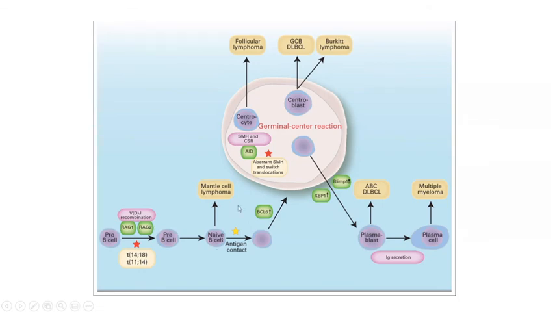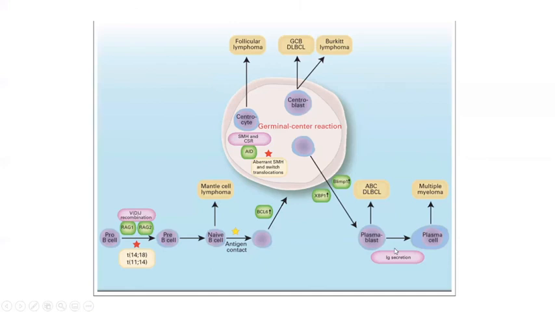After antigenic stimulation, the lymphomas which arise from the germinal center are DLBCL, Burkitt lymphoma, and follicular lymphoma. These three are non-Hodgkin lymphomas, and they originate from the germinal center. Beyond the germinal center there are also plasma cells, which will be covered in a different class. It is a very vast topic. It is multiple myeloma. Multiple myeloma arises from plasma cells, so that will be covered in different lectures because it's quite a large topic.